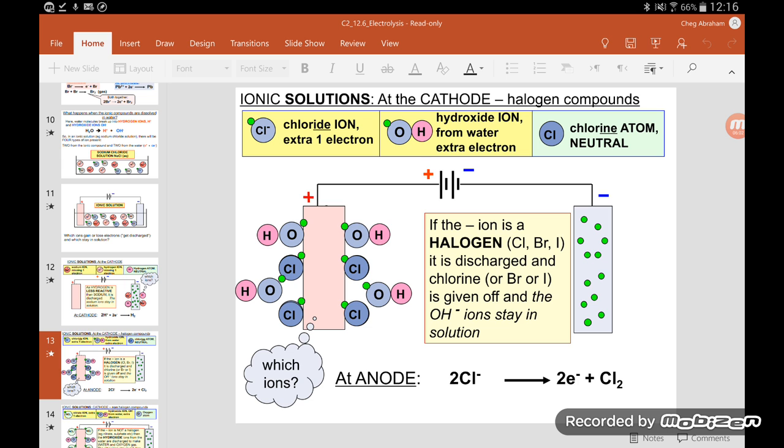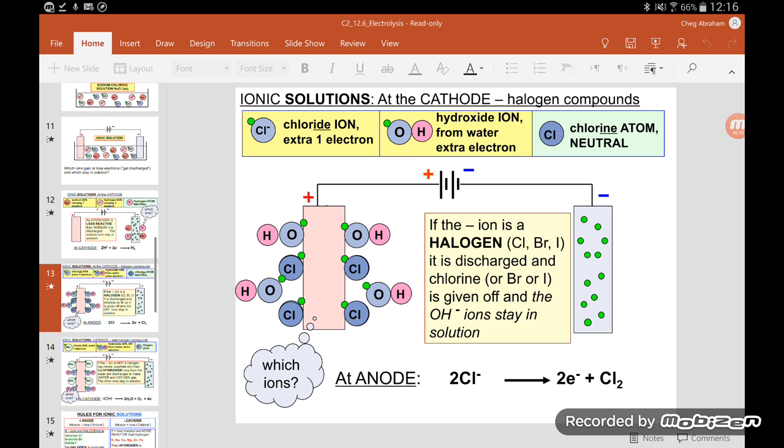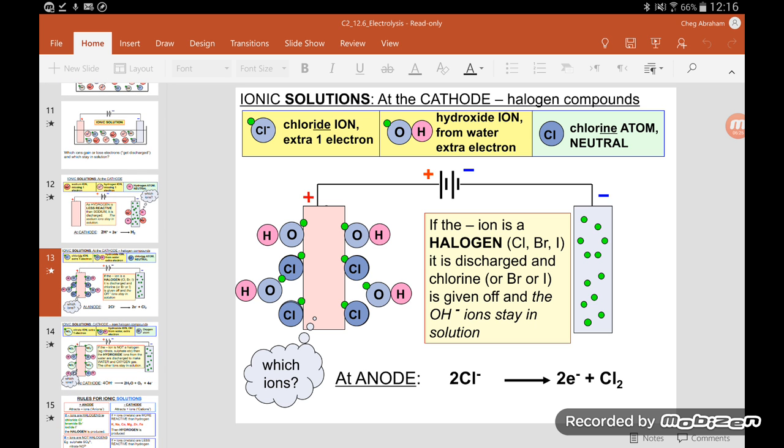Now, this is the formation of chloride ions in reverse. So how did chlorine become an ion? Well, it gained an electron to become Cl-, so this is in reverse. So it's going to lose an electron, and because it goes around as Cl2, we have to balance it. But you can see that because it's lost an electron, the electron whizzes off, so you end up with 2Cl- going to Cl2 and 2 electrons. So our rule for the positive electrode is if there's a group 7, it will come off.